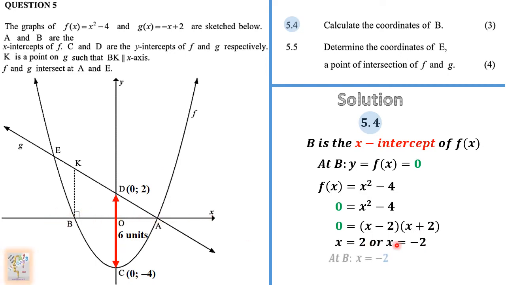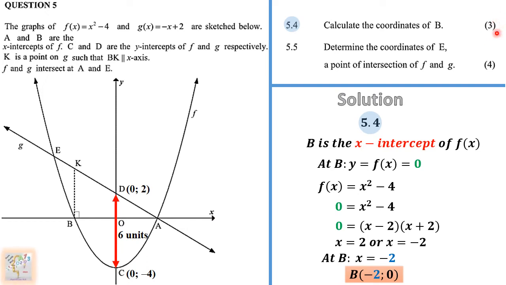So by default, at B, x is equal to minus 2. But at A, x will be equal to 2 if we were to determine the coordinates of A. Thus, the coordinates of B has x equal to minus 2 because B is on the negative side, or on the negative x-axis. So this is how you get your 3 marks.